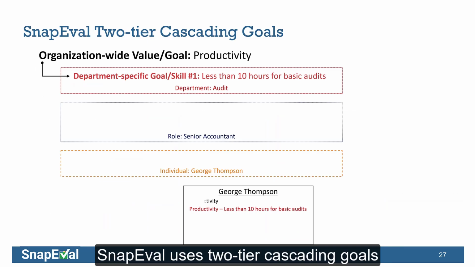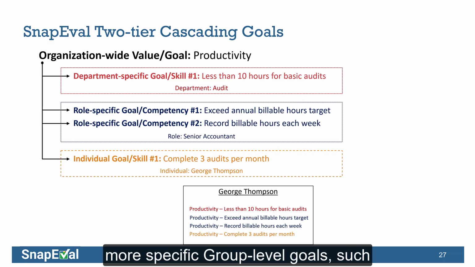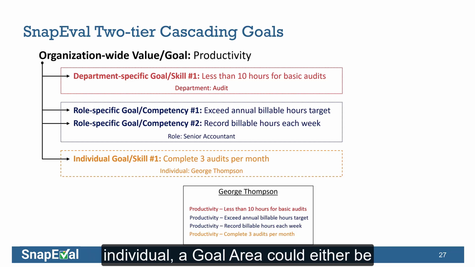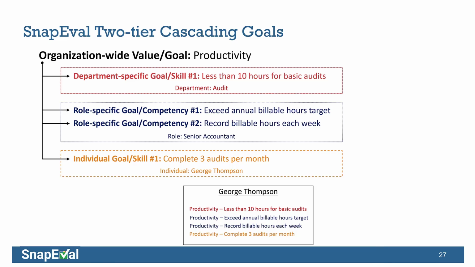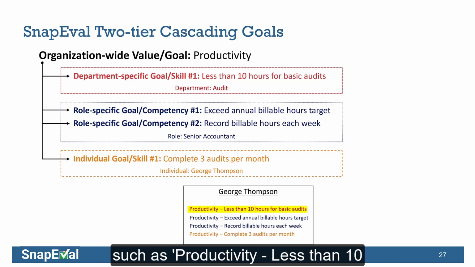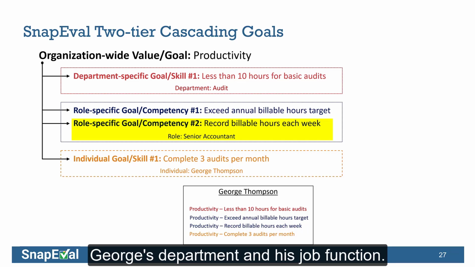SnapEval uses 2-tier cascading goals to link organization-wide goals with more specific group-level goals, such as department goals, job competencies, or goals for an individual group. This means when capturing a snap for an individual, a goal area can either be an organization-wide goal alone, or it can be an organization-wide goal associated with a more specific group-level goal. For example, when capturing a snap for George Thompson, we could see goal areas such as productivity - less than 10 hours for basic audits, or productivity - record billable hours each week. These more specific goals are related to George's department and his job function.